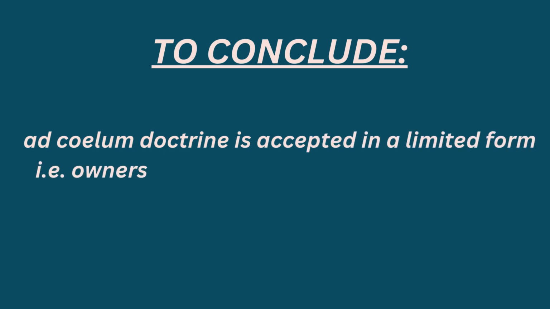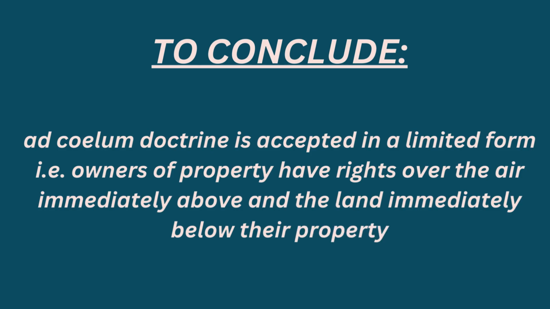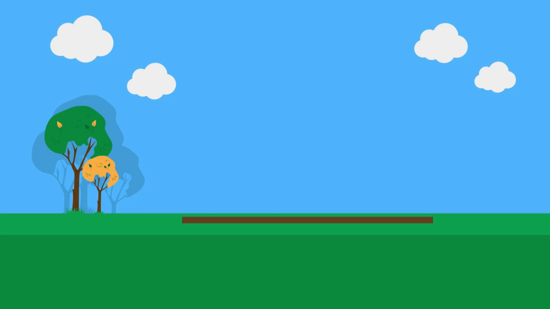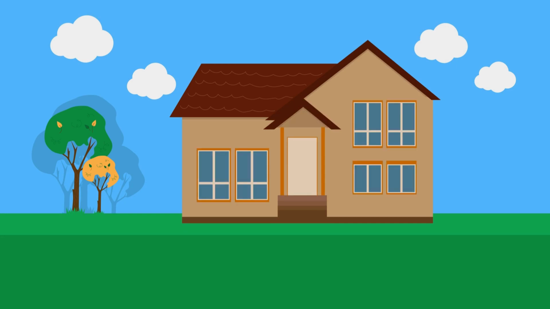And friends, to conclude, the ad coelum doctrine is accepted in a limited form in property law. That is, owners of a property have rights over the air immediately above and the land immediately below their property, so long as they are making use of it.